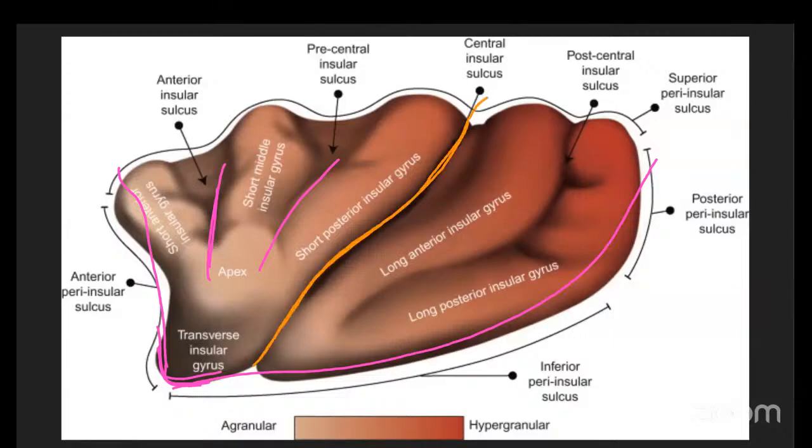And if we look at it in a coronal section, then we will see that the central sulcus of insula overlaps with the central sulcus on the lateral surface. Anterior to this, we have the short gyri. You can see these purple colored structures, which are the sulci, and the structures that are in between them, which are the gyri. And then posterior to the central sulcus, we have these long gyri, long anterior and long posterior. Are we all clear so far?